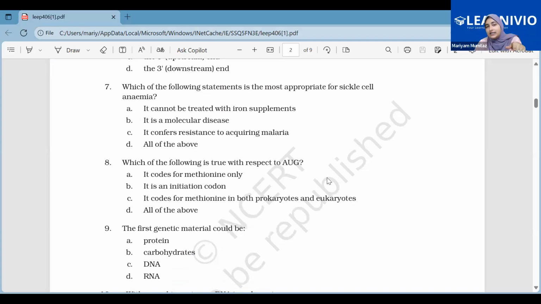Which of the following statements is the most appropriate for sickle cell anemia? D. All of the above. Can you tell me why, if a person has sickle cell anemia, there is a very less chance that that person will have malaria? Why? Like the question is, why can't a person with sickle cell anemia have malaria?